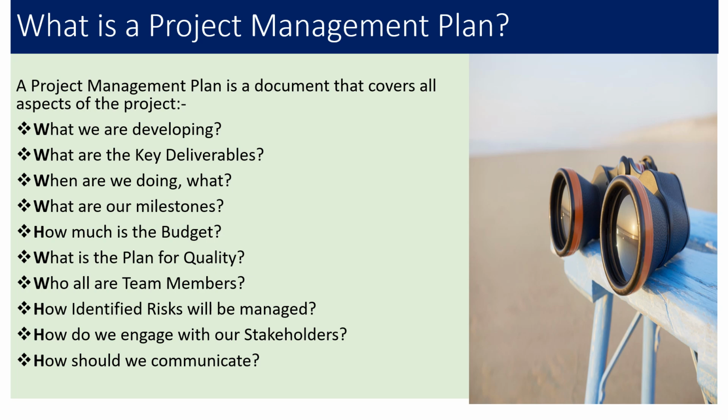So it should contain a definition of the project and the objectives, and it should come up clearly from the project plan document what we are developing and what the key deliverables are. What are the key milestones or key deliverables that we want to deliver as part of this particular project, and when are we doing what? Do we have any timelines? What's the schedule? That should be completely clear from the project plan. What are our key milestones?